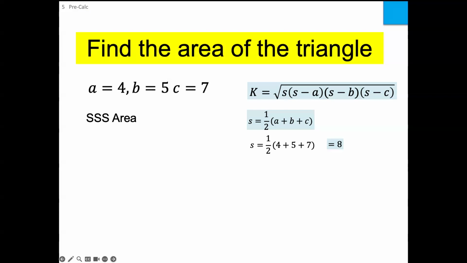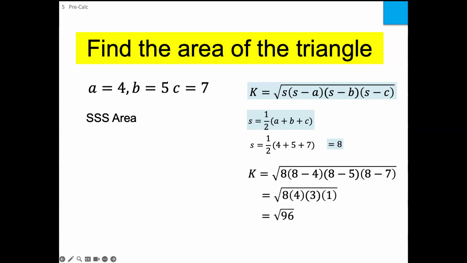And by the way, it doesn't matter the order. You just need to know the three values. The formula says A, B, C, but they're all subtracted from S, which is 8. So you can write them any order you want. So it's 8 minus 4, 8 minus 5, 8 minus 7. And what, if you make a mistake other than a normal math error, is that you forget there's one extra S times 8. 8 minus 4 is 4. 8 minus 5 is 3. 8 minus 7 is 1. So it's 4 times 3 times 1. So it's 12 times 8, which is 96. So it's the square root of 96.